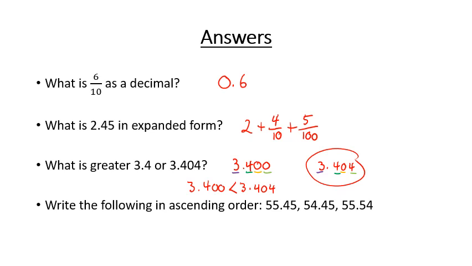And the last question says, write the following in ascending order. That's getting from smallest to biggest. We can see that each number starts with a 5. However, then we have a 4 here. The other two numbers both have 5s, so our first number must be 54.45. We can cancel that off now. Comparing the next two, we both have a 5 and a 5, but then this one has a 4 and this one has a 5, so therefore this must be our next number, which is 55.45, and then our last number is the last one, which is 55.54.